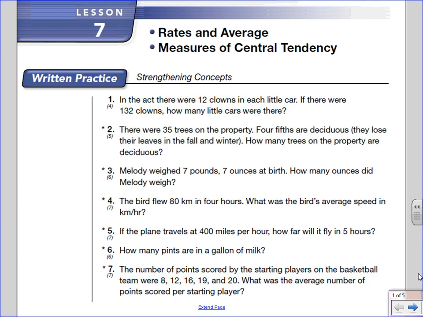Lesson 7 is on rates and average and measures of central tendency, which basically includes finding the mean, median, and mode. So in the act, there were 12 clowns in each little car. If there were 132 clowns, how many little cars were there? This is from lesson 4, which was on equal groups.